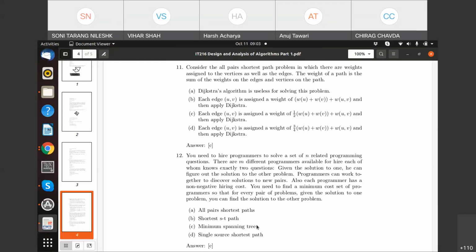So any questions regarding this problem? Many of you got this, but some of you have gone for all pair shortest path, which I don't see how to solve using all pair shortest path.